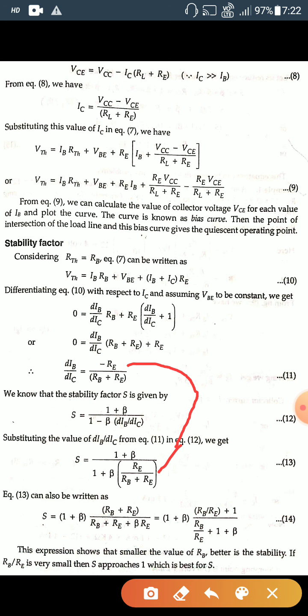So here you can understand that stability is improving rather than the previous three circuit diagrams. So this is the most effective till now for transistor biasing configuration 1.